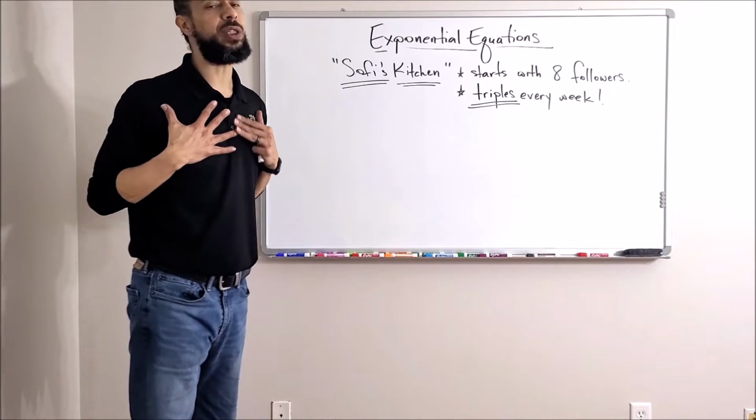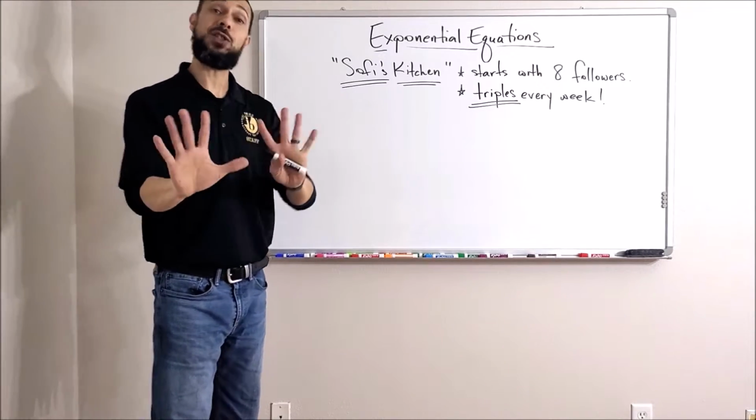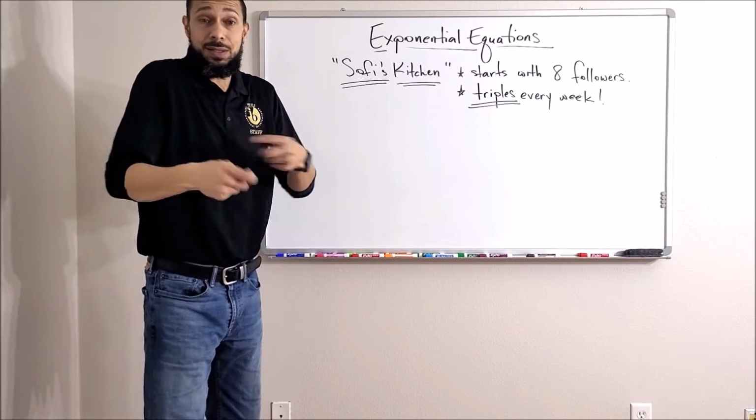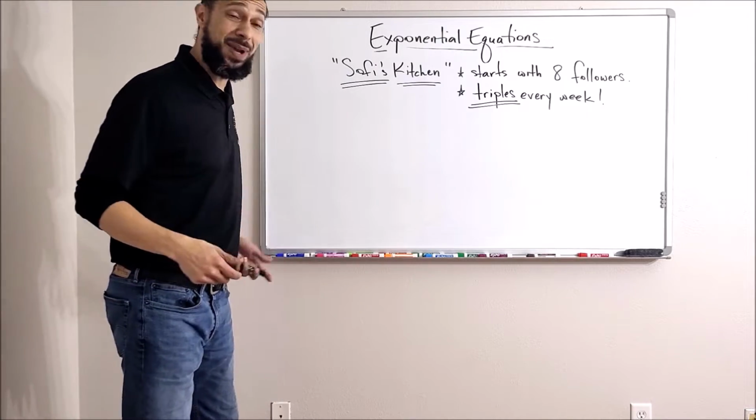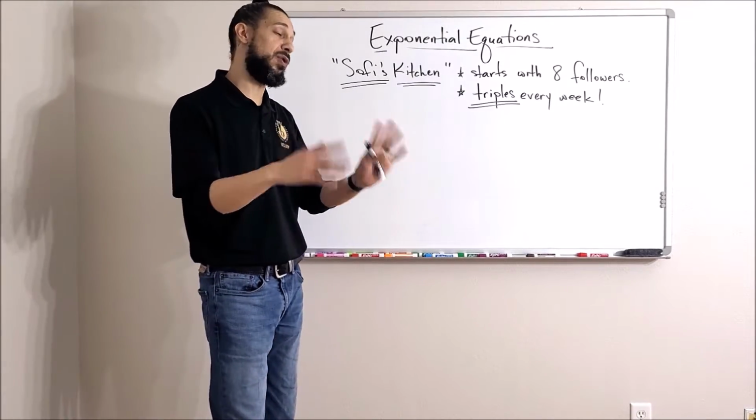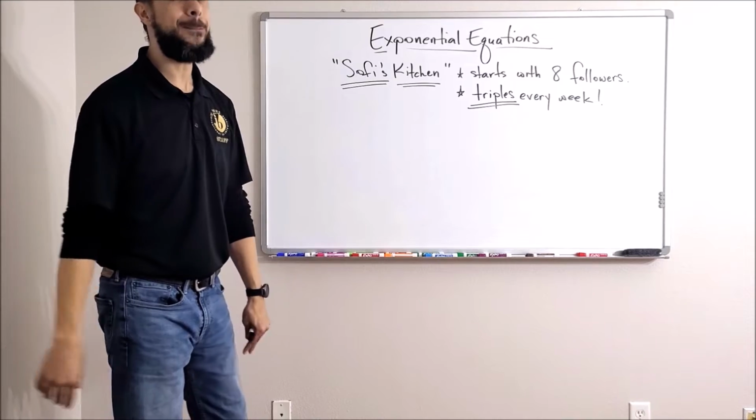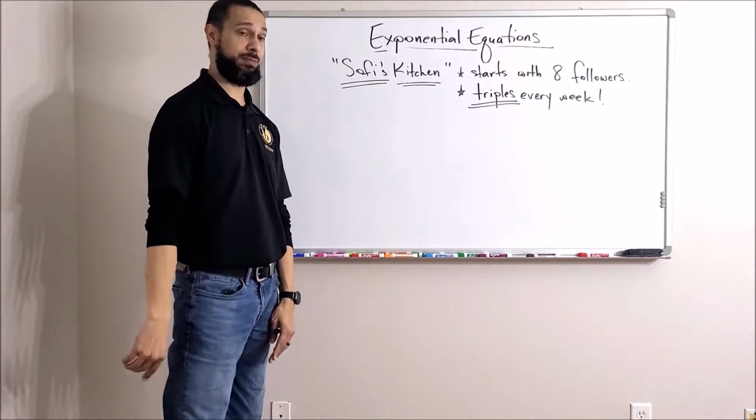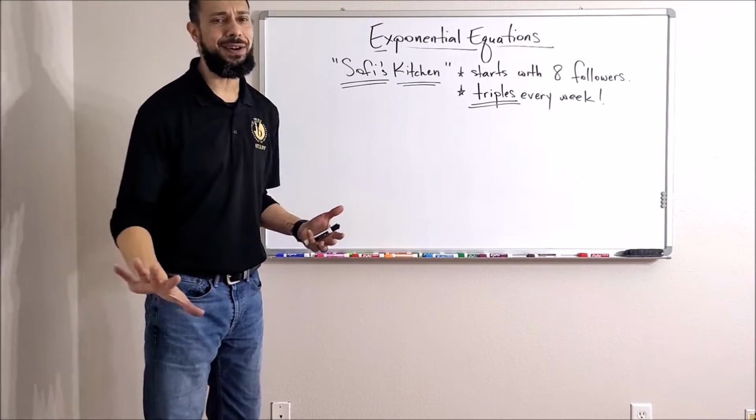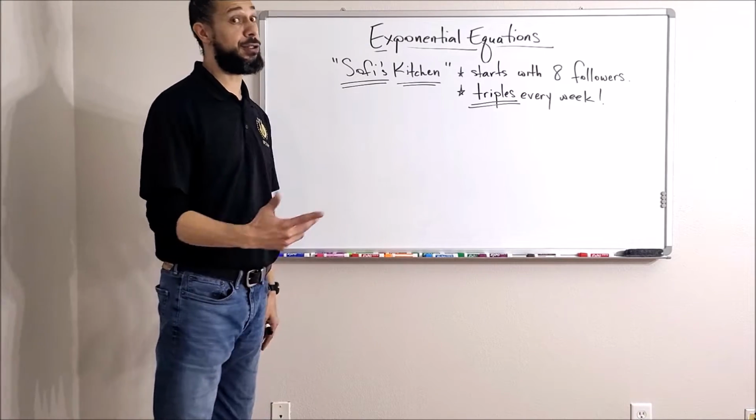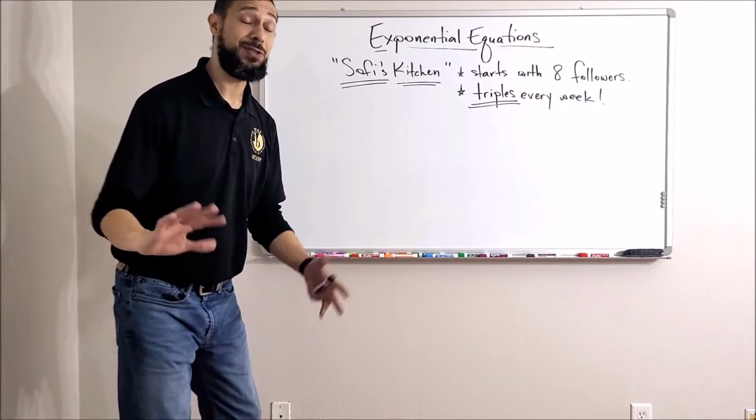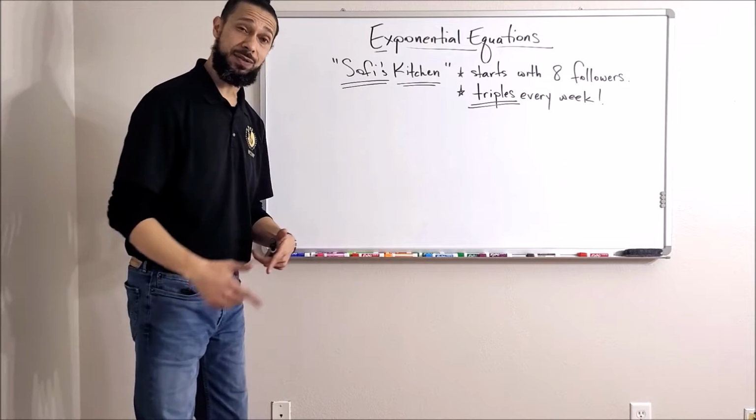I'm not the only YouTuber in the family, right? I have a daughter, and she does recipes, like 10-minute recipes. She cooks up in the kitchen, man. It's beautiful. Anyway, her page started with 8 followers, okay? But because she's young and cute and funny, hers triples every week. Do you think we can come up with an equation for this?